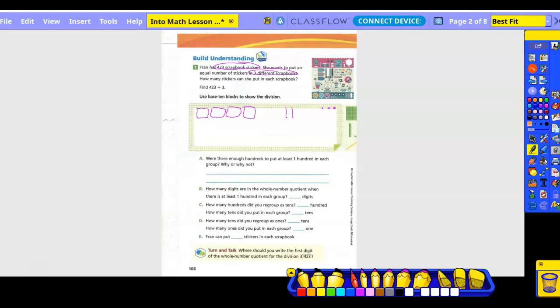Okay, so then how many circles? 3, right? Can I put a flat in each one of those? Yes. Yep. And then mark off that I used 3 of them. Okay.